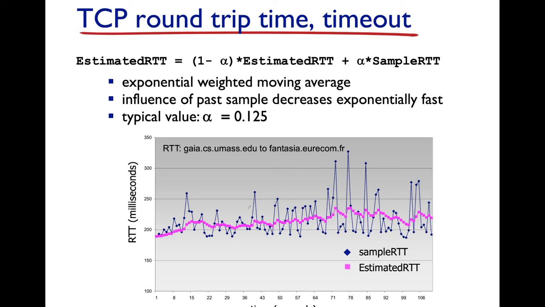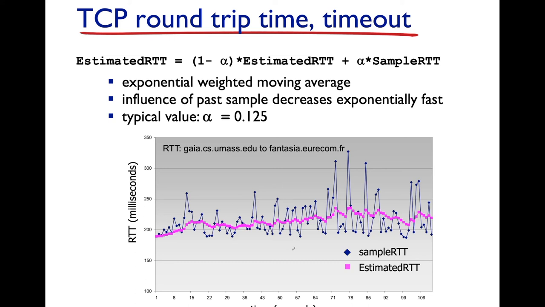Now, a typical value is 1/8 or 0.125, and it's called exponential because if you expand this recurrence defined in terms of itself, you end up multiplying this 1 minus alpha times the estimate multiple times for each level of recursion. And so that ends up being an exponential decay, an exponential quantity, because if you multiply something by itself enough times, that's exponentiation.